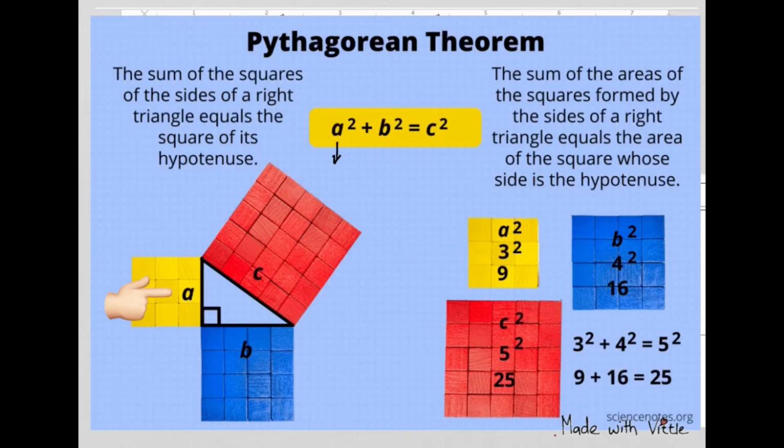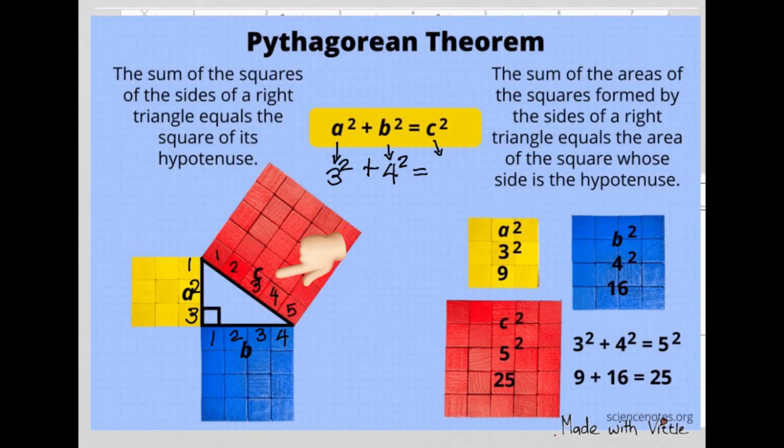One of the legs, which is a, is 3 units long. Put it in second power. The other leg, leg b, is 4 units long. Put it in second power. Longest side is C, which is the hypotenuse, and it's 5 units long. Put it in second power. So here, we're going to be able to test whether the sum of the squares of the two sides of this right triangle will equal to the square of the C, the hypotenuse.